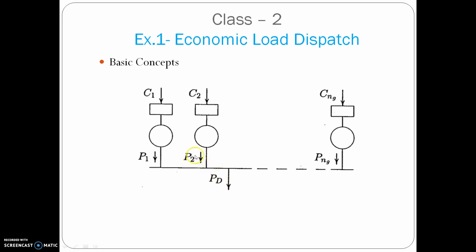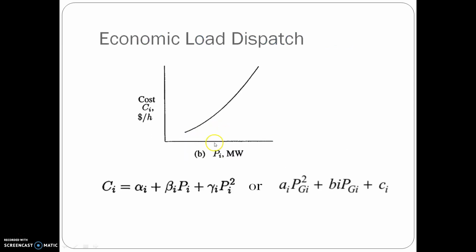Consider P2 as having very low generating cost. Then among the total generation, P2 will contribute more power. This is called economic load dispatch. The total cost of generation is normally represented by the quadratic form of the cost equation: alpha i plus beta i Pi plus gamma i Pi square. In other words, ai Pgi square plus bi Pi plus ci.